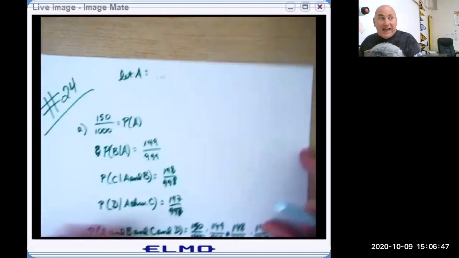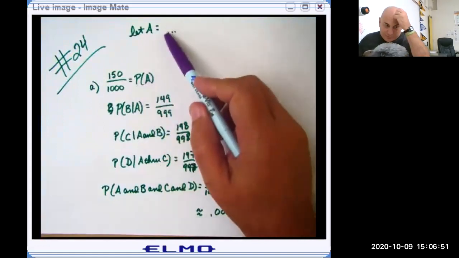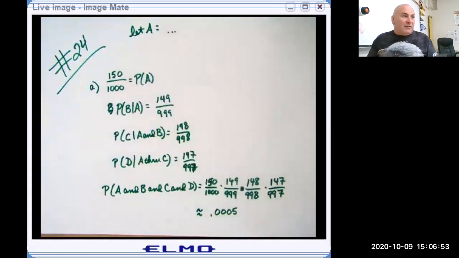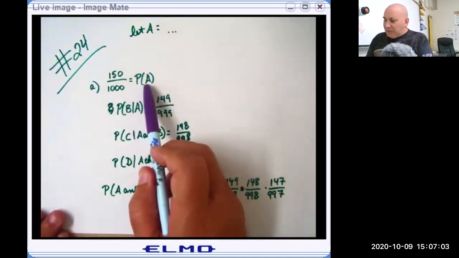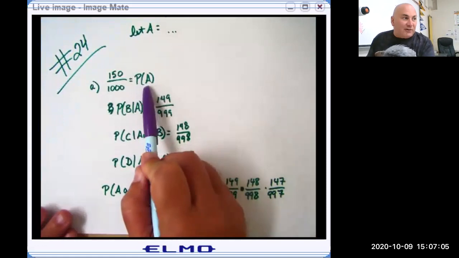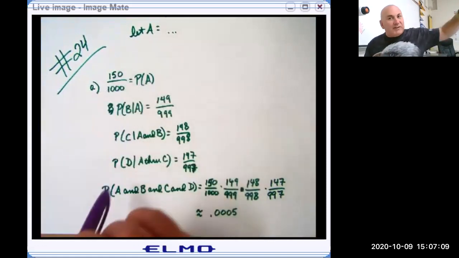So we're doing it without replacement. So let's let A be the probability that the first person chosen is highly confident that the menu information is correct. So the probability that the first person that we've chosen is highly confident is 150 out of 1,000. Now we set that person aside.